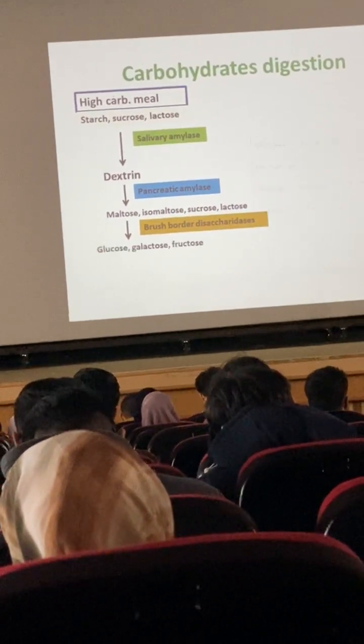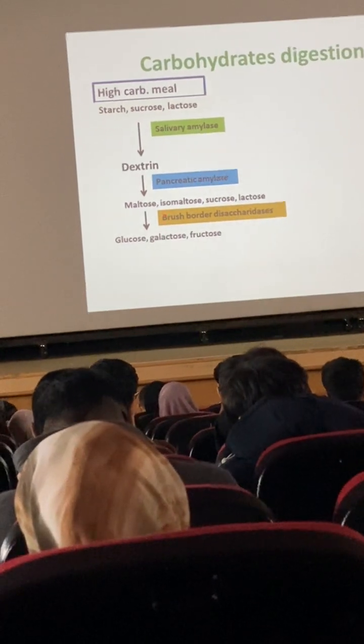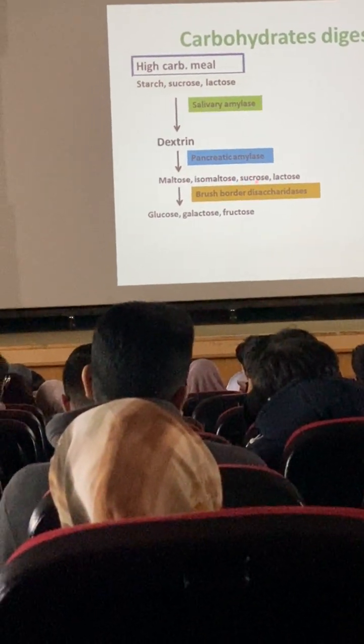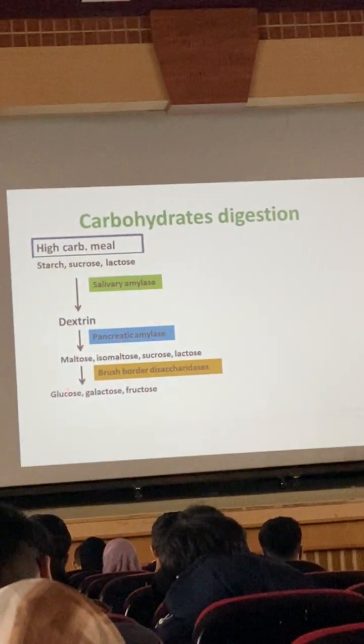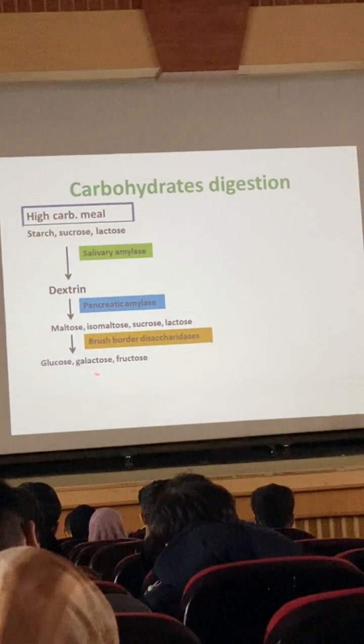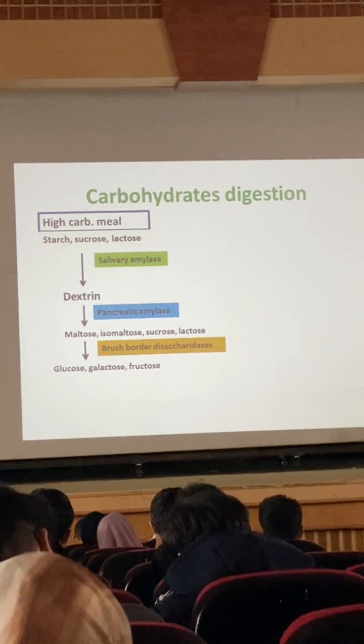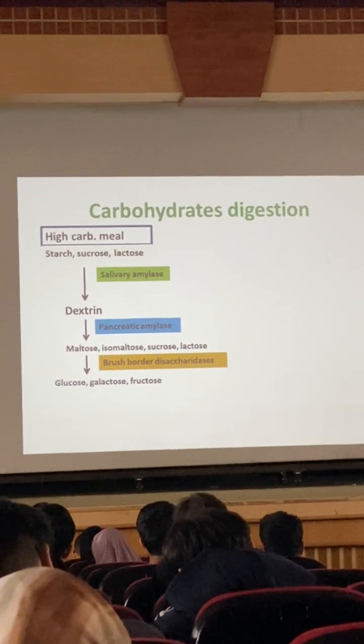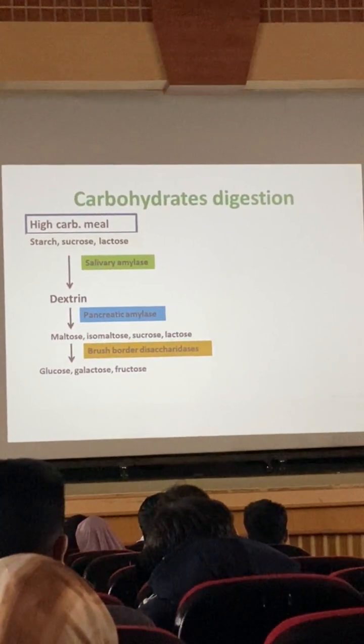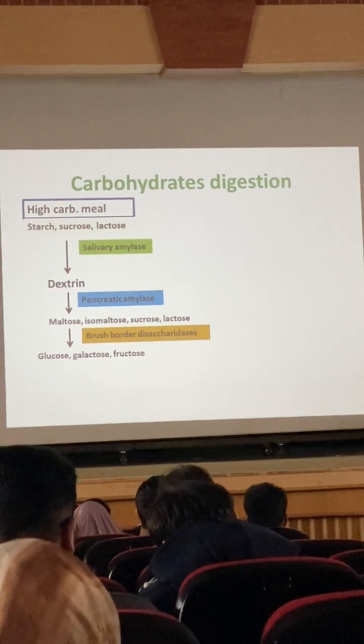So the brush border disaccharidases will break these disaccharides further into monosaccharides. They are ready to be absorbed. The majority are glucose. Some of them are galactose and fructose. Okay? So now they are ready to be absorbed in the small intestine.